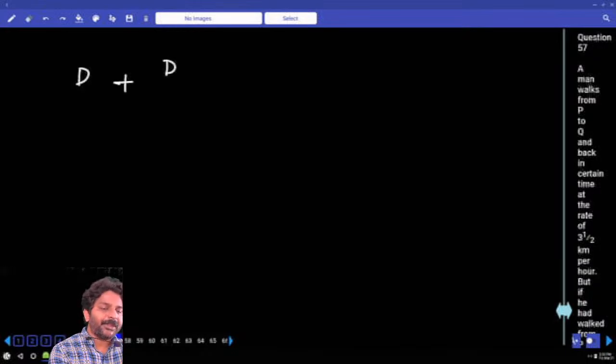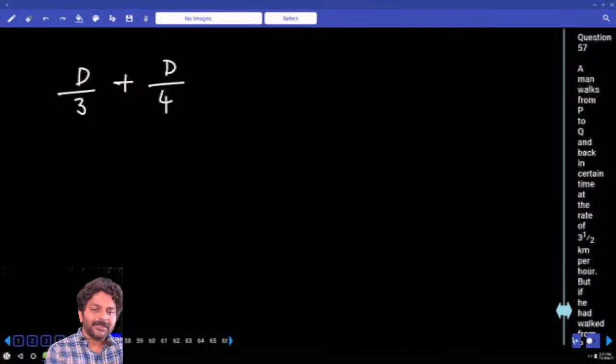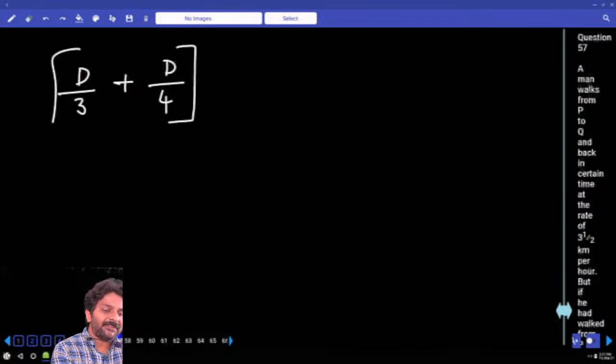Return journey from P to Q, again D kilometers, traveled with the speed of 3 km per hour. Return journey D kilometers traveled with the speed of 4 km per hour. This is the time it will take in the second case.